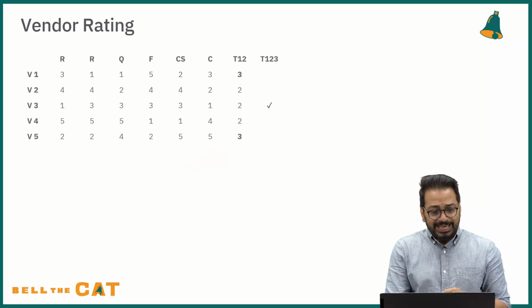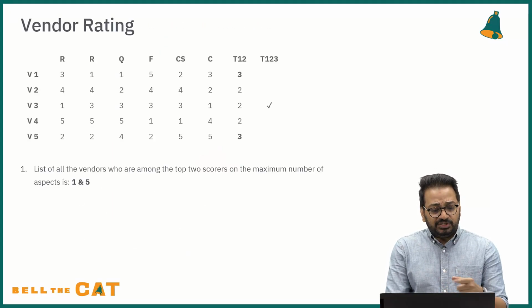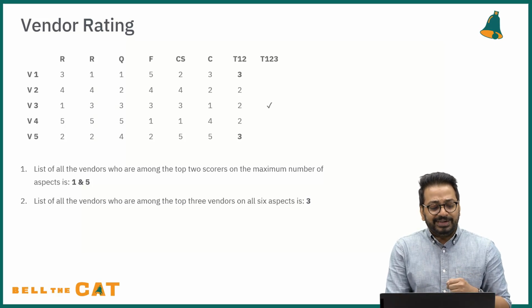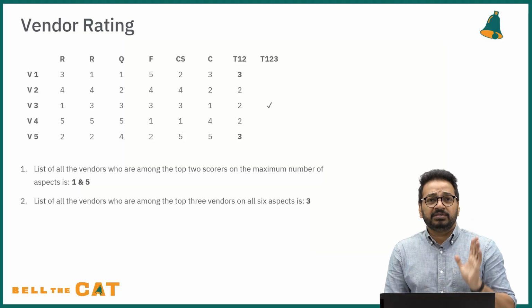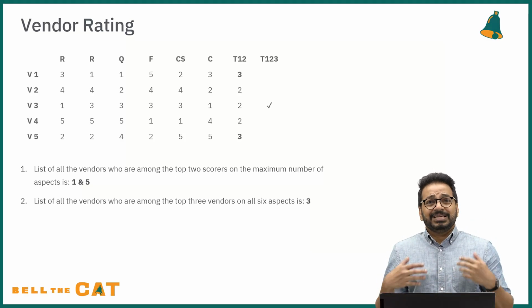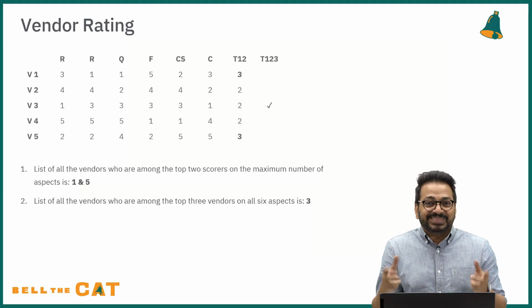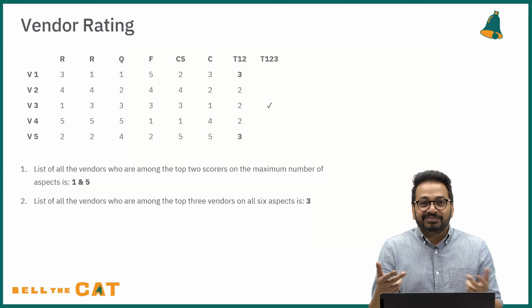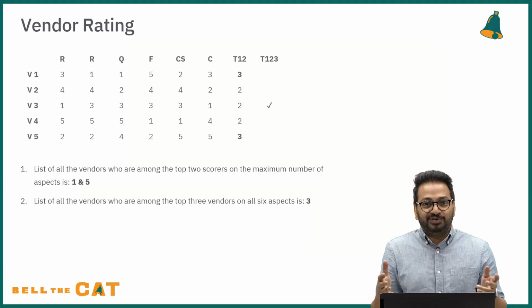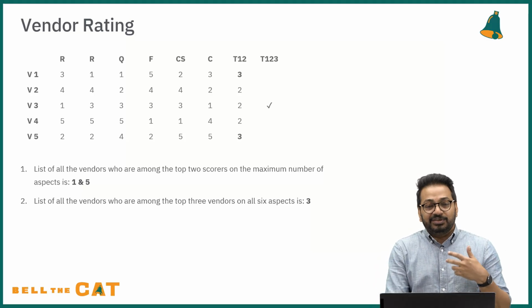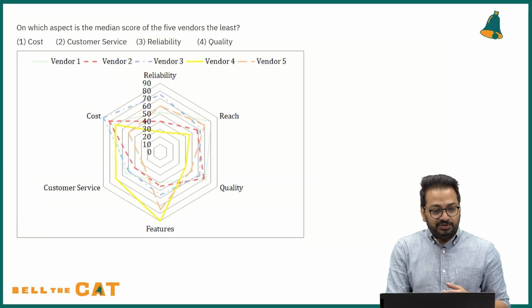So without taking any time, I have this list of all vendors among the top 2 scorers: 1 and 5. List of all vendors who are among the top 3 in all 6 aspects: only 1 vendor, vendor 3. So I have 6 marks. I didn't even take 6 minutes to shoot this segment of the video. If you measure, we haven't even taken 6 minutes to solve this whole thing. You can directly look at it and finish it off within no time.